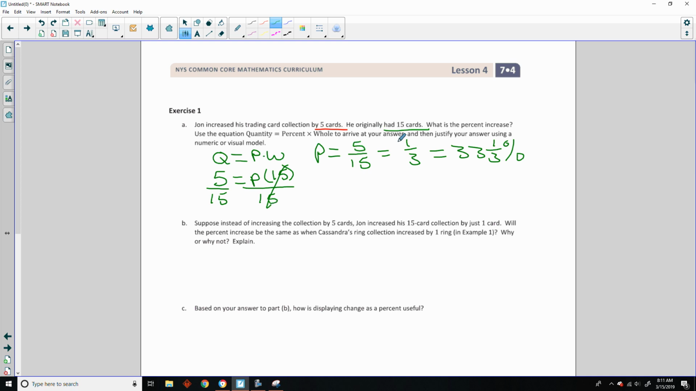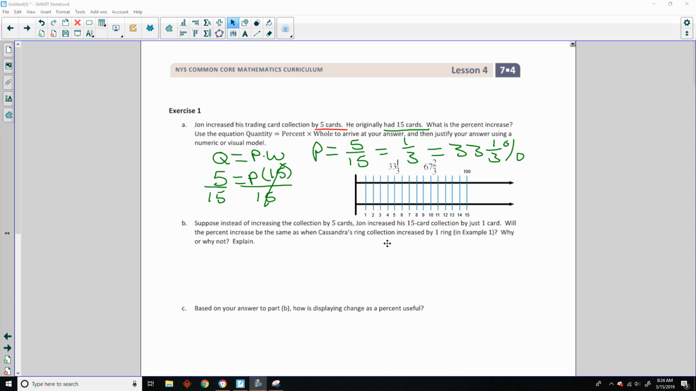Okay, and it says to justify your answer using a numeric or visual model. That would be like using the number line. I will do that here. Just one moment. Okay, so here's what a visual model should look like. It is a double number line, and I need to label it. You always want to tell your reader what these mean.